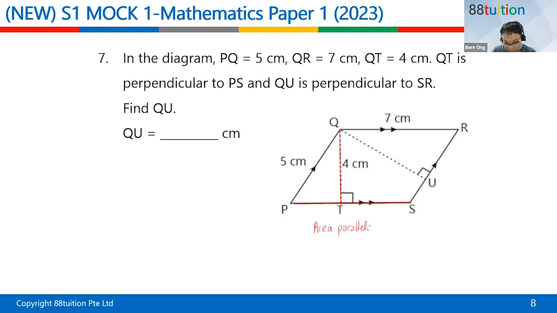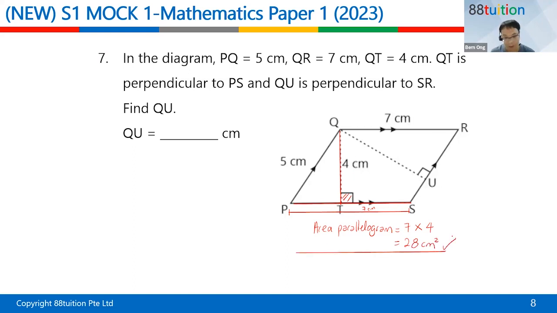So how do you find the area of a parallelogram? You can simply take the base times the perpendicular height. The base down here, PS, is 7 cm, times the perpendicular height of 4, which is perpendicular down here. So the area of the parallelogram is 28 cm squared.